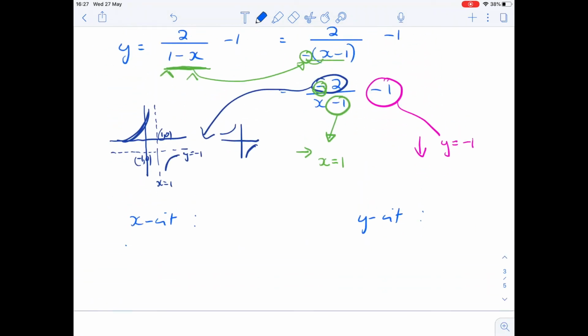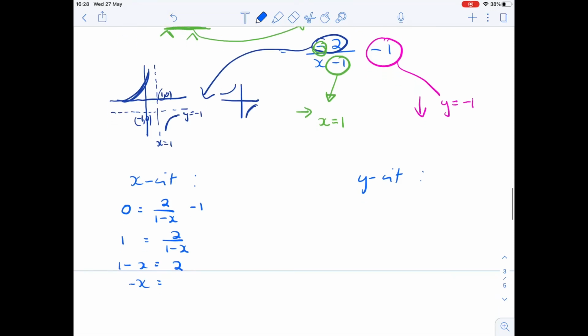So the x-intercept, we make y 0. I'm going to work with the original, it doesn't really matter. Take the 1 across, times through. So minus x equals 2 minus 1, which is 1. Okay, so that's going to be your x-intercept. Then the y-intercept, we make x 0.